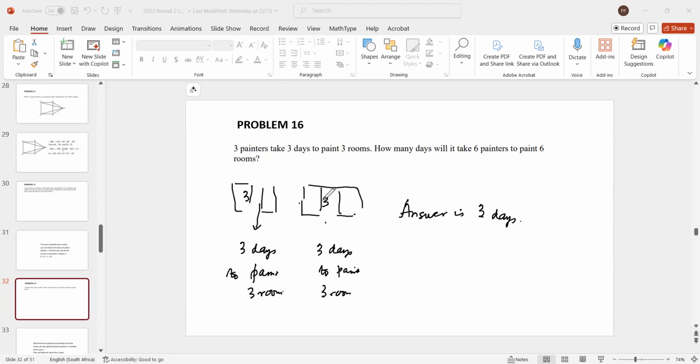Now, there is another way of doing this. If you want to say, how long would it take to paint 1 room? And you can decide on that. The 6 painters, if you put them to paint 1 room, 3 of them will take 3 days. So you've got 6. So in 1 day, those 3 painters would have painted only 1 room.